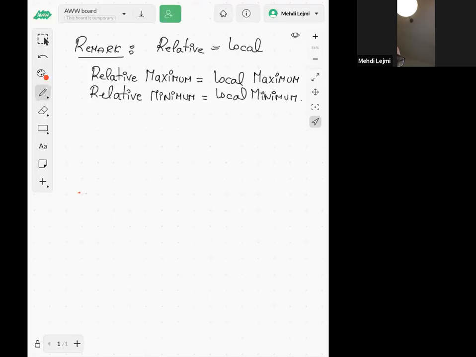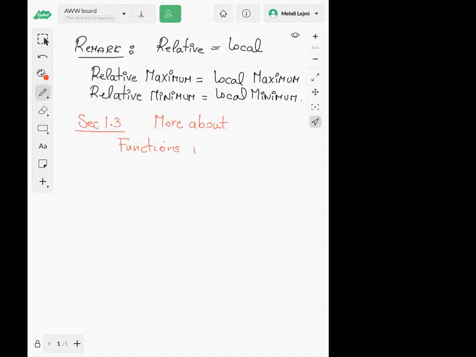Okay, so let's continue. We're still in section 1.3, right? More about functions and their graphs.